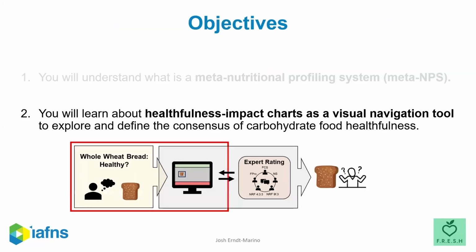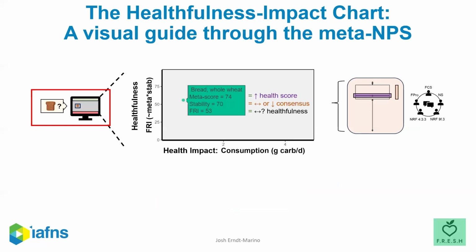Now that you have an intuition for the components of the meta-NPS, let's take a look at a new user interface we've developed, which leverages our overall healthfulness measure, the Food Recommendation Index, and consumption patterns. In the center of your screen, we have a healthfulness impact chart showing whole wheat bread as an example with some meta-NPS summary statistics. The arrows convey information regarding our tentative cutoffs and their interpretations.